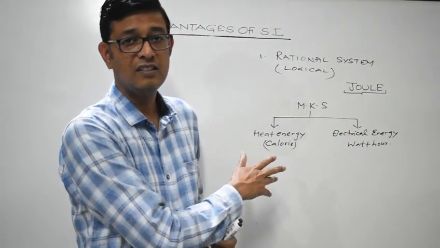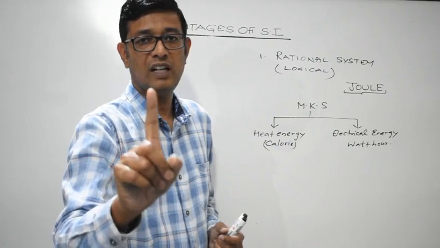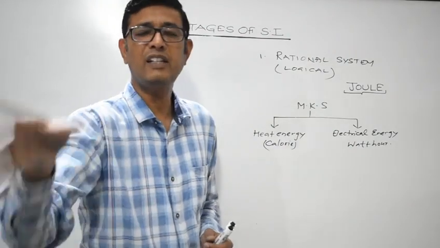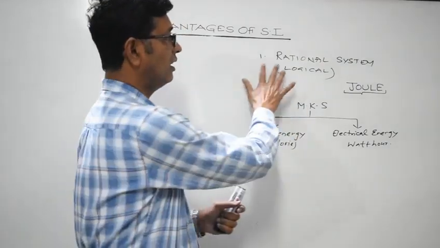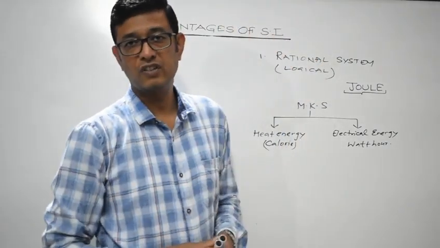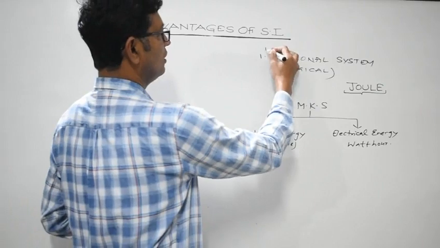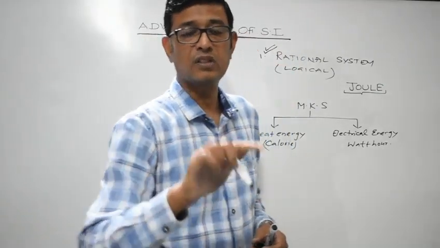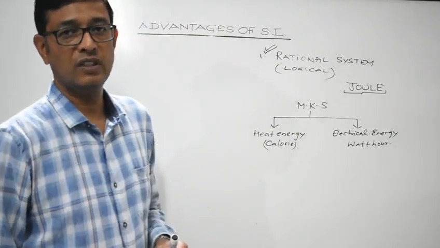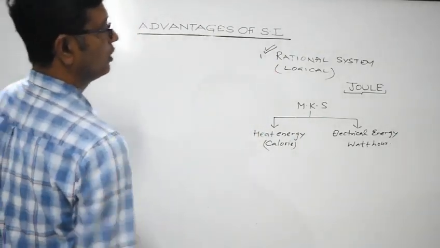But in SI, only one unit, and the unit of force, any type of force, is Newton. So that's the reason why SI is said to be a rational system of units. So this is the most important property or advantage which the SI system possesses over other systems of units. Right? So that's the first point.